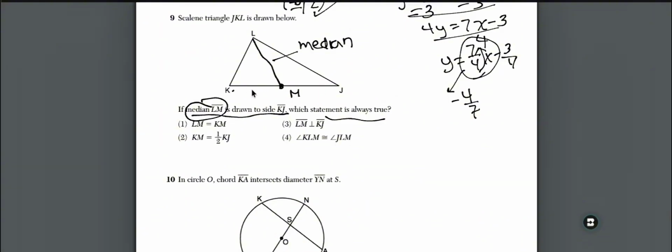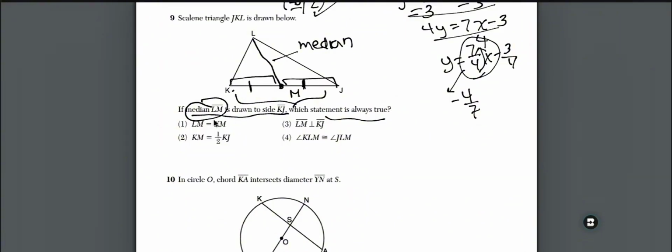So, what I know is that when it bisects it, this part of the segment is congruent to this part of the segment. This entire segment is 2 times the measurement of this portion and 2 times the measurement of this portion.